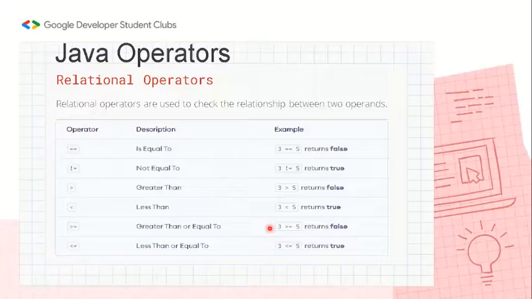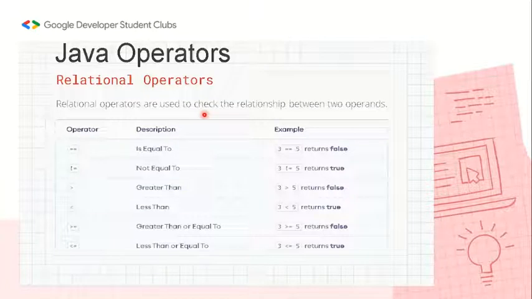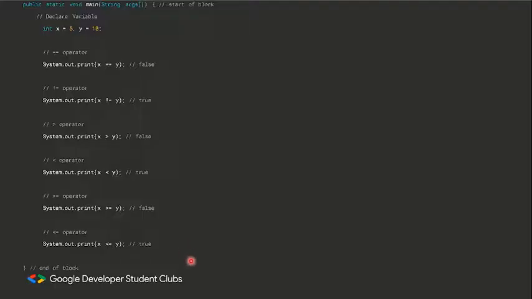Next, we have the Java relational operators. The relational operators are used to check the relationship between two operands. We have is equal to, not equal to, greater than, less than, greater than or equal to, and less than or equal to. So for example, we declare variables x and y of type int, assigning values of 5 and 10 respectively.